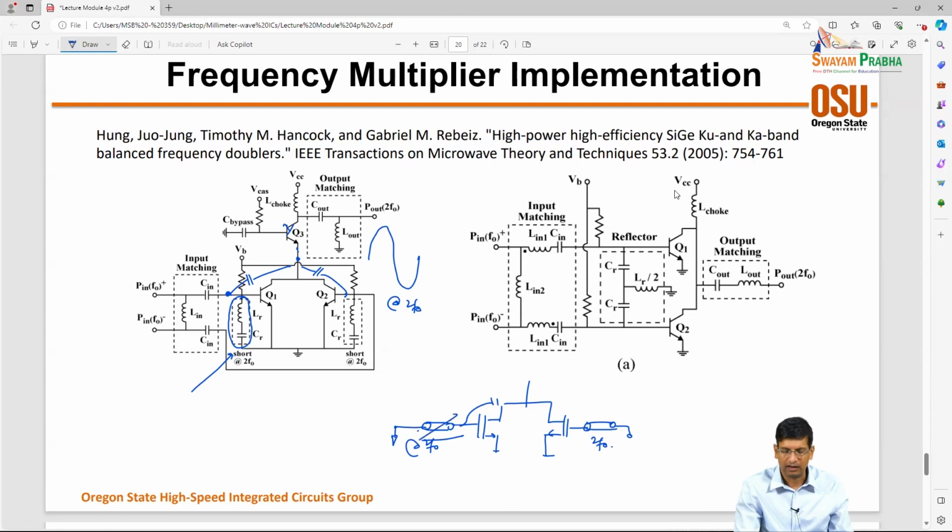So you can sweep this and look at conversion gain at this node, right, to figure out what the reflector should be. So in this case over here, they built a circuit that's effectively operating at 2f0 in order to create a load here that works well with coupling that is occurring from this node to the output node.